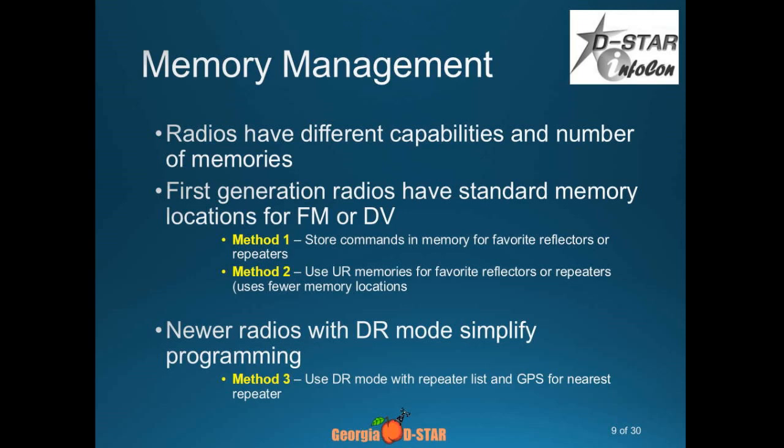Method 2, once you had, I think the 880 was the first radio, no, the 2820 had that as well, some UR memories that you could select to put what's in the UR field. The problem with that was you were limited to, I think, 60 that you could put in there, so you couldn't put every reflector combination or every repeater in there, but you could put your favorites. And that's what you would select then to put in the UR field.